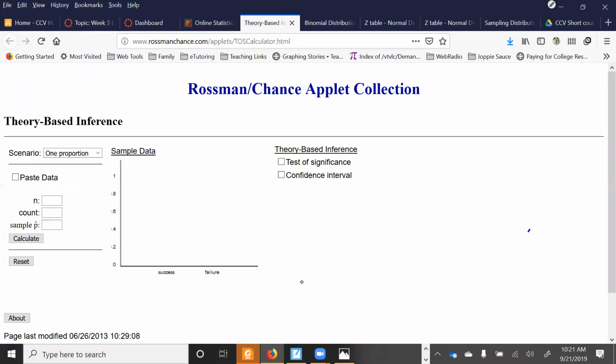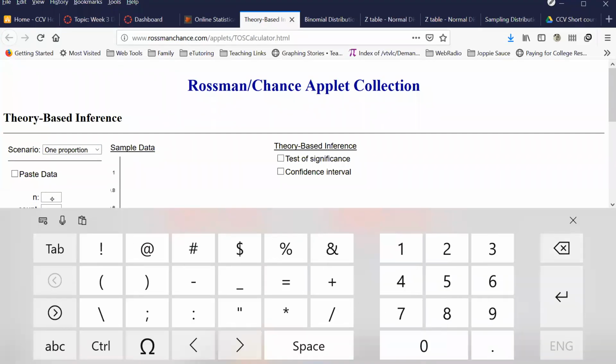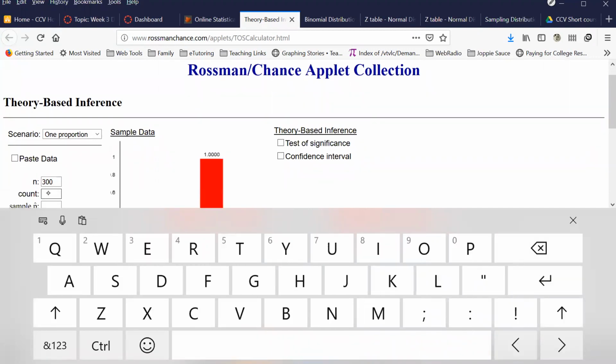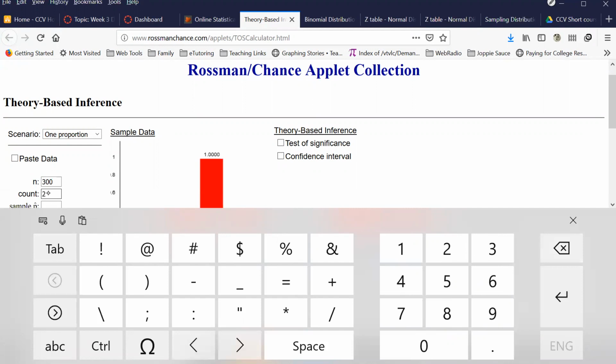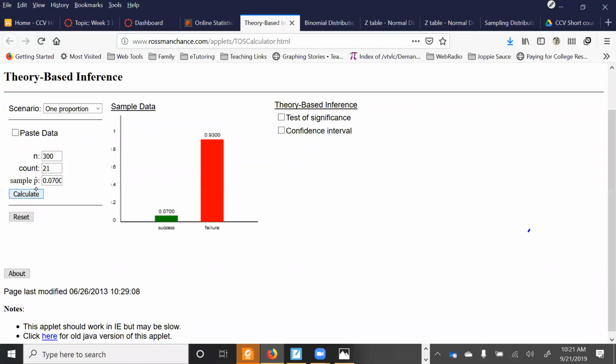What you're going to do is you're going to select, see, there's all these different options. 1 proportion, 1 mean, 2 proportions, 2 means. We're going to go with 1 proportion. We had 300 in our sample. So you don't have to do all that work we just did if you use this applet. And then our count, how many were there? I wrote that down somewhere. 21, wasn't it? Going to calculate it. And that's right, 0.07.